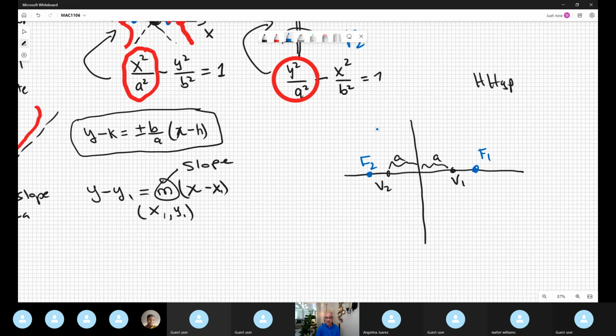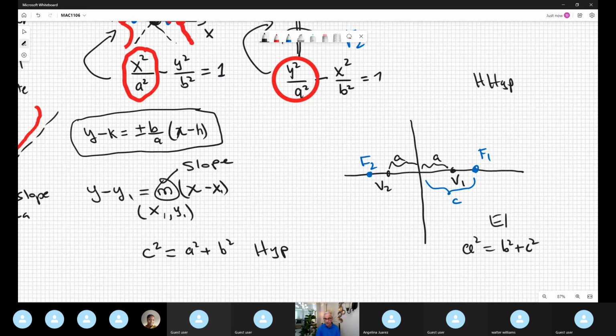Now, what is this distance? As always, it is C. And what is the relationship between A, B, and C? Is it the same as the ellipse? No, it's another formula, similar but not the same. In this case, C squared equals A squared plus B squared. This is the hyperbola equation. In the ellipse, it was different, and I don't want you to confuse it with this: A squared equals B squared plus C squared. Because in the ellipse the biggest segment is A, and in the hyperbola the biggest segment is C.